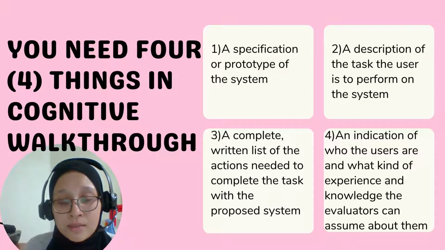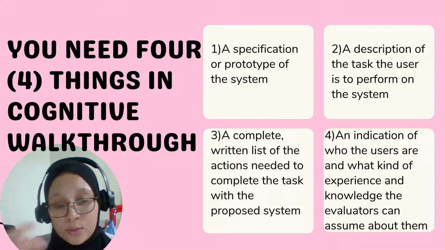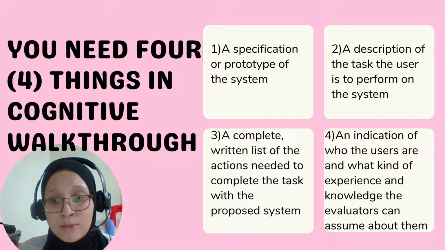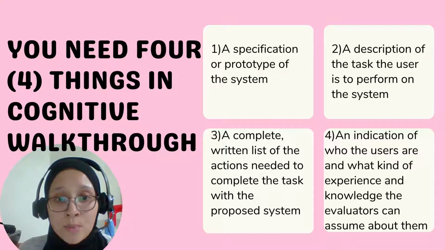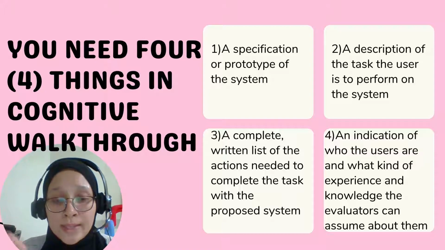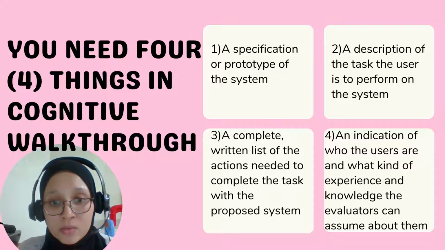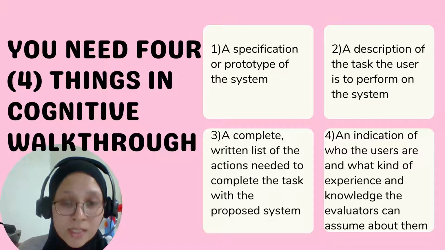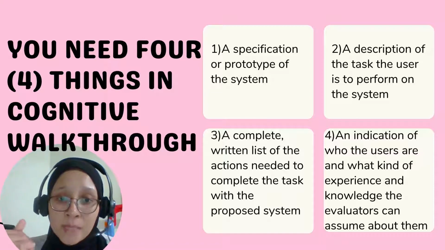Okay. The third thing you need for a cognitive walkthrough is a complete written list of the actions needed to complete the task with the proposed system. So you must have what to do for that thing to be completed. For example, like I gave earlier, the user wants to add their own details. So in order to save their details after they input their data, they need to click on the save button.